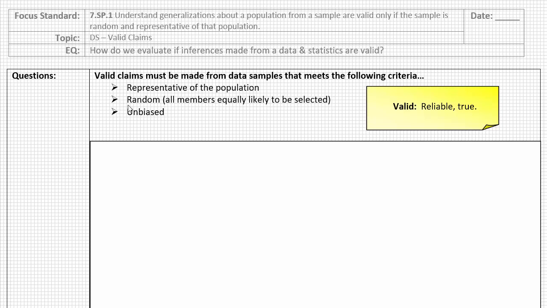Participants need to be selected at random, meaning that all members have an equally likely chance to be selected, and it needs to be unbiased. The participants can't be predisposed to an idea, and we'll see more about that as we go through some different examples today. So we're going to be evaluating inferences made from some data and some statistics, and we're going to have to decide, are those claims valid? Do they meet these three criteria? So let's go ahead and look at our first example.